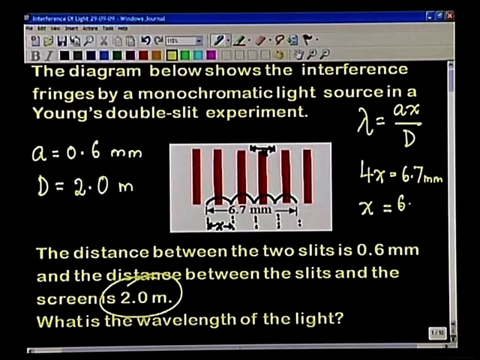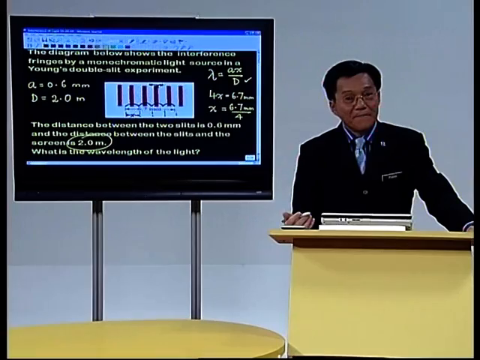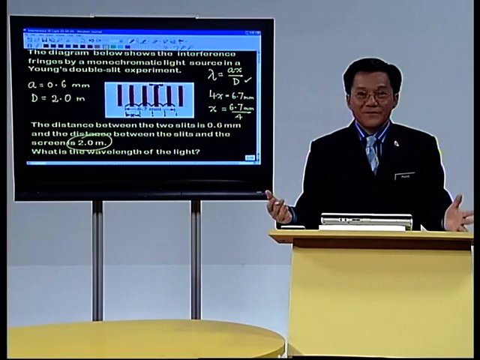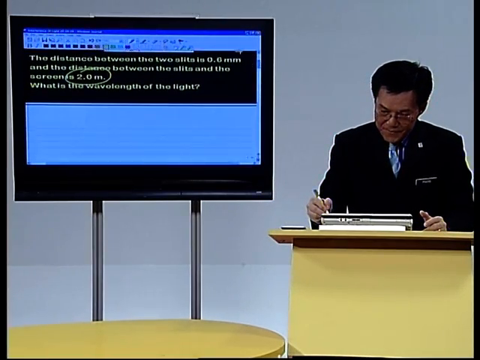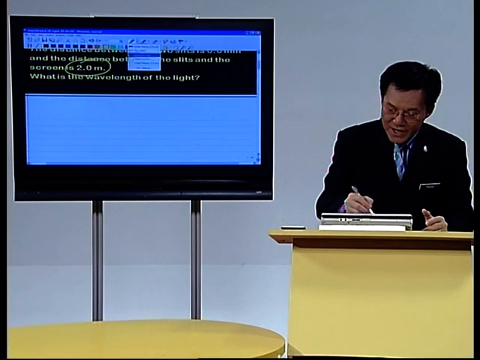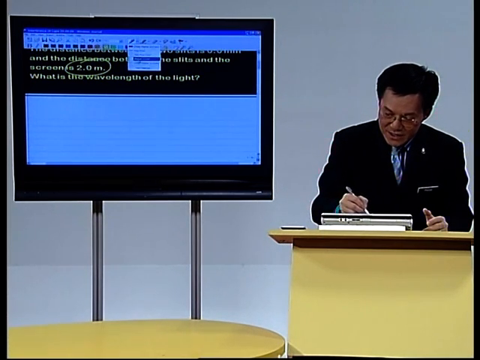Okay. Now, what is x? x is 6.7 millimeters divided by 4. So, if you look at this equation now, I have already obtained a, x, and D. I need to calculate what lambda is. It's quite straightforward, isn't it? Alright, let us put it all together now and answer the question.